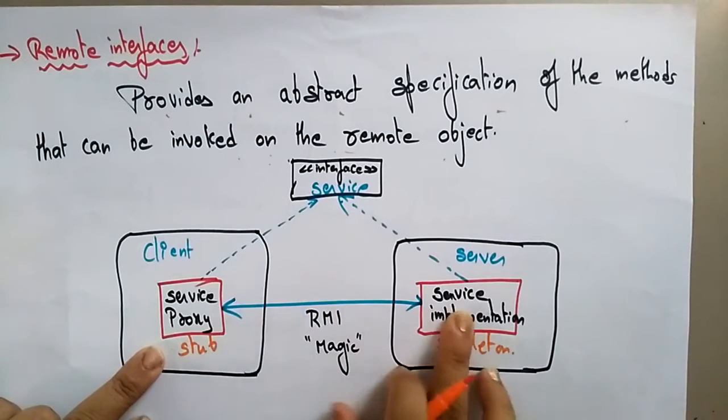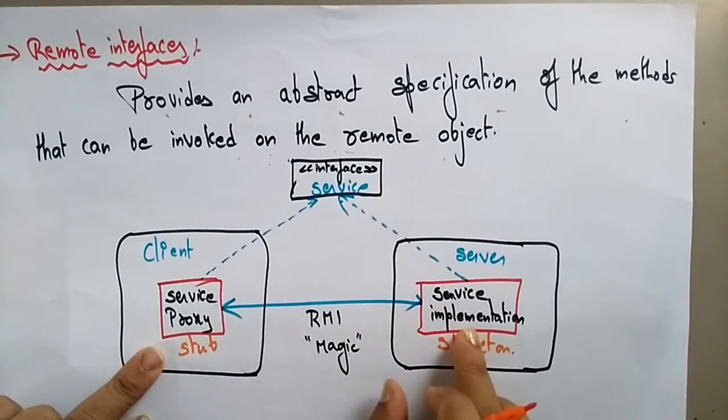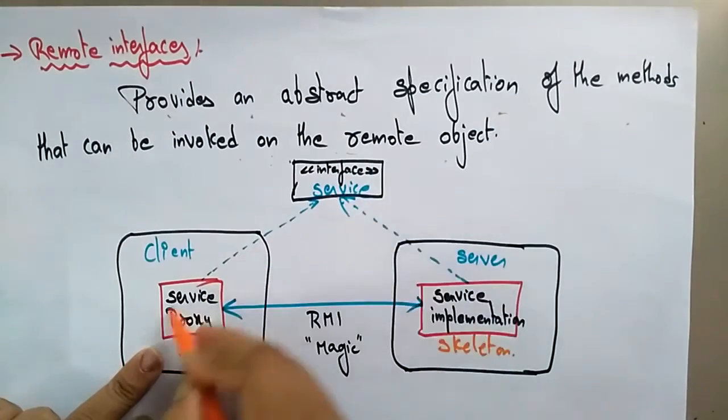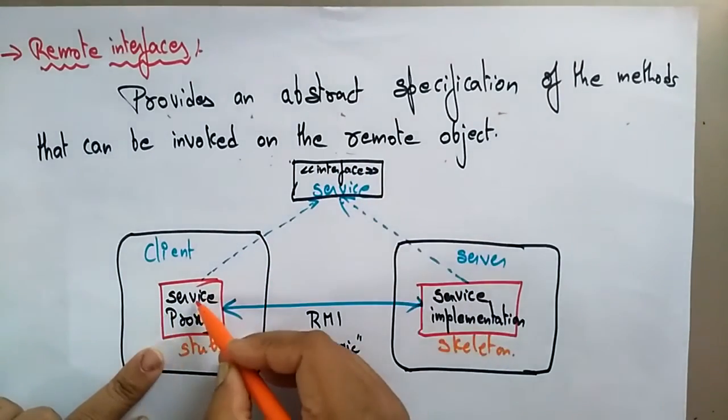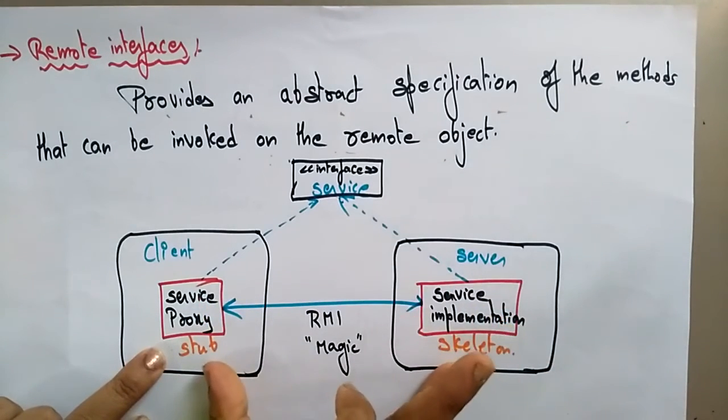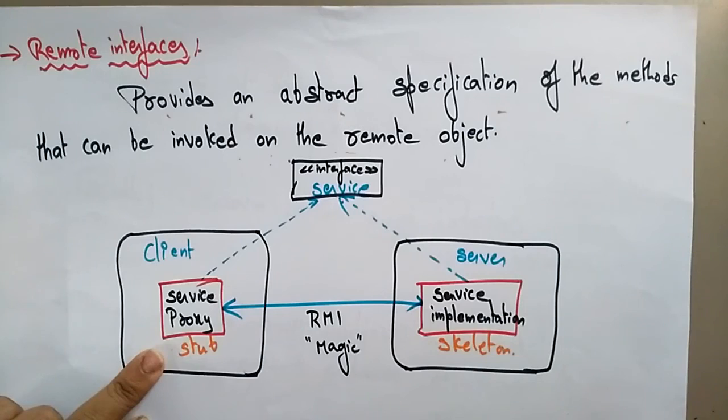Okay. So the remote method invocation is established between the client and the server. This service interface is accessed by the client as well as the server. So this is the remote interface.